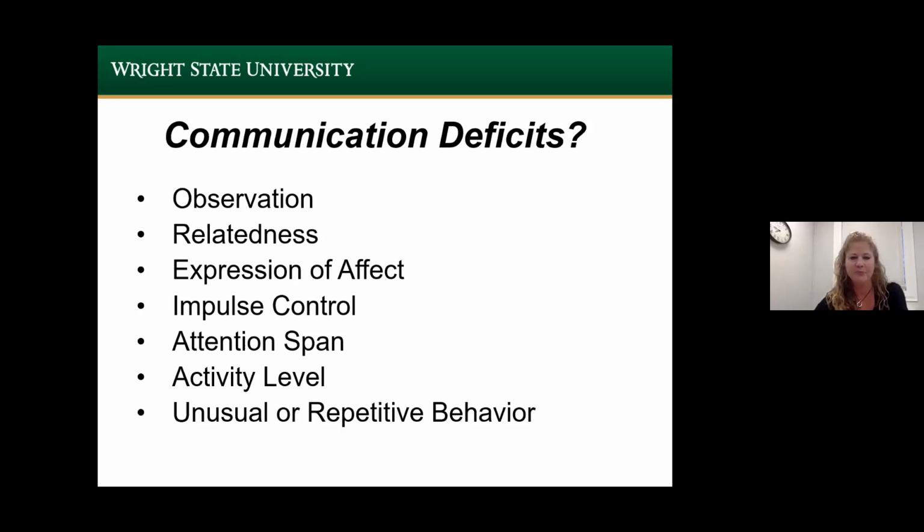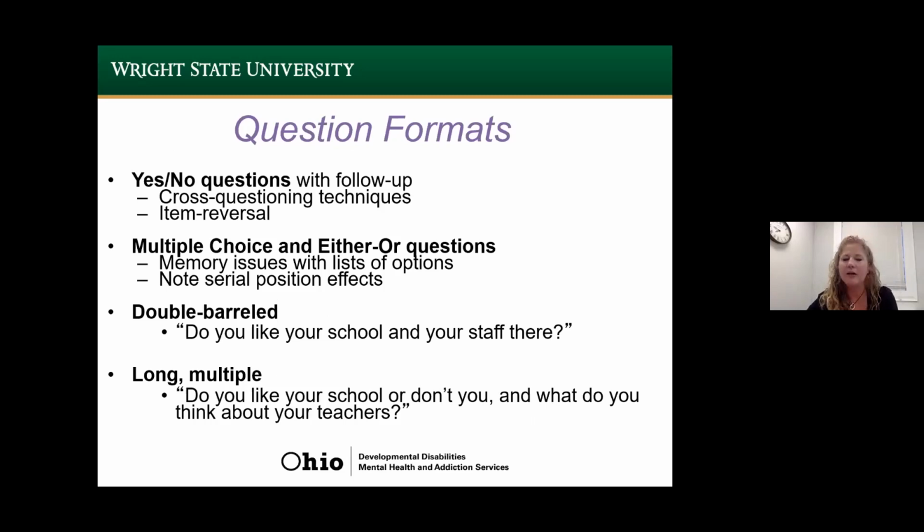Next slide. I want to go into some detail about question formats. This is one of my favorite areas of interviewing and communication. And so we want to use caution with certain question formats. So with yes/no questions, we may want to use some cross-questioning techniques, for example. If someone is saying yes to everything, this could be a pattern that was developed at a different point in time when answering yes to everything or no to everything kept them safe or served a purpose, was functional for them to some degree.